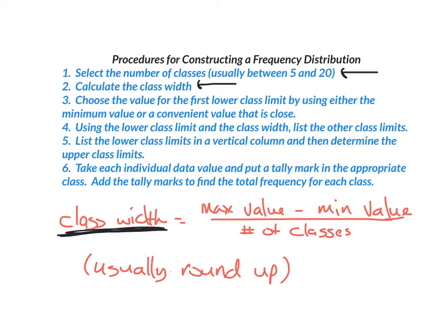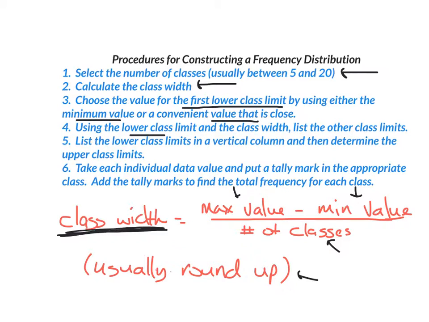We're going to take the biggest value in the data, subtract out the smallest value in the data, and just divide that by how many classes we have. And usually it's not going to come out even for obvious reasons, so usually we're going to round up to make it work really well. So that's how you choose class width. Then we're going to choose where to start the first lower class limit, and it's either going to be the minimum value or it's going to be something that's real convenient that's just really close to the minimum if it's not the smallest one. Number 4, using the lower limit and the width, we have to figure out the other limits. That's not hard. That's easy once you get to number 4.